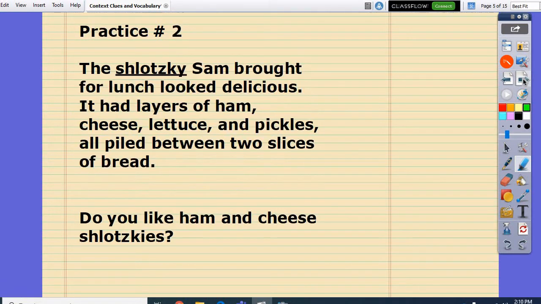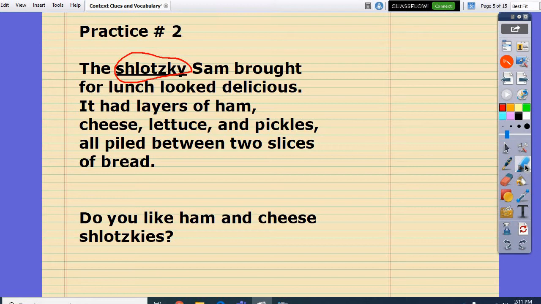We're going to try one more with a made-up word. And this one, the made-up word is a schlotsky. Definitely a made-up word. So let's see if we can figure out what a schlotsky is. Alright, the schlotsky Sam brought for lunch looked delicious. It had layers of ham, cheese, lettuce, and pickles, all piled between two slices of bread. Do you like ham and cheese schlotskys? Okay, a schlotsky. What could that be?